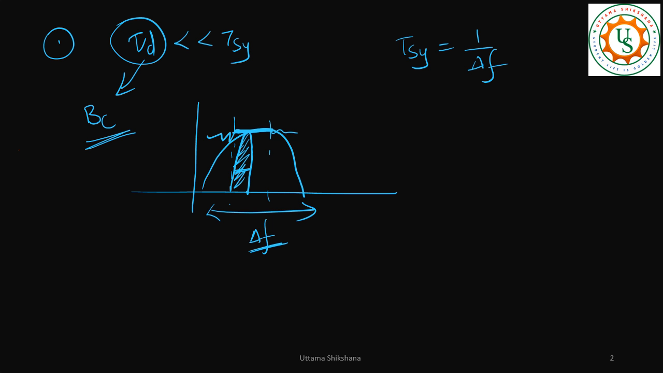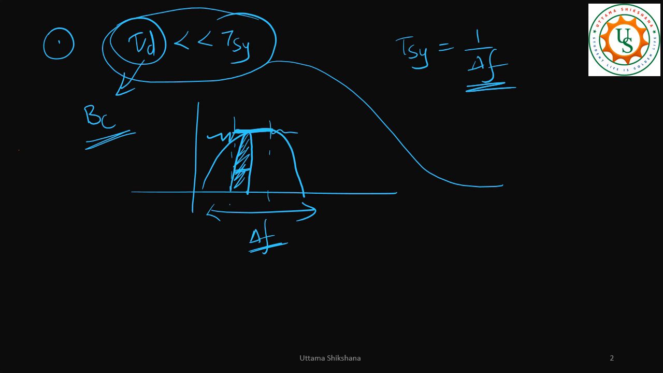So how can we write this expression? This is the first condition. If I want to write this using the frequency values, then Δf should be far less than the coherence bandwidth, right? I hope this is clear.